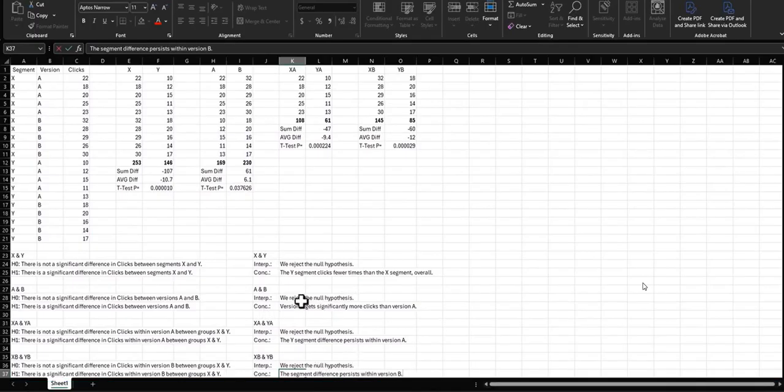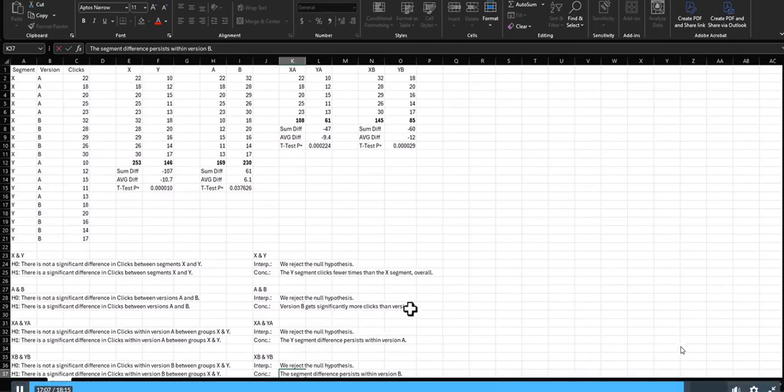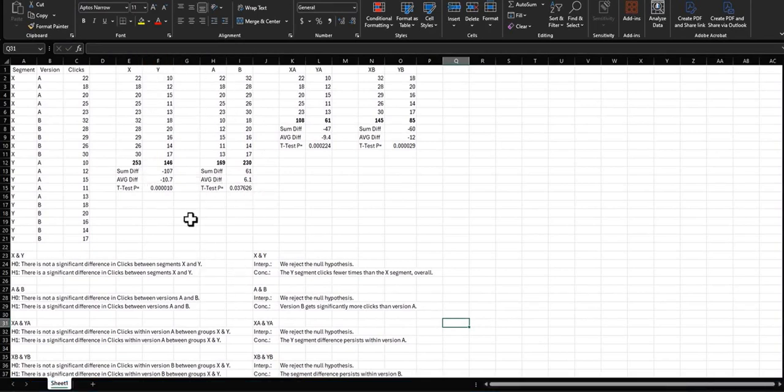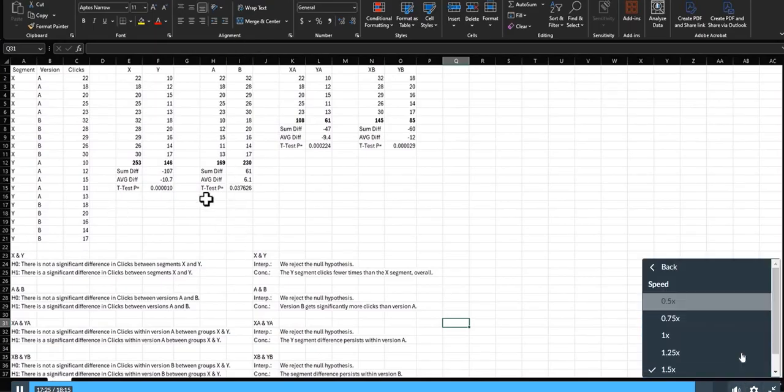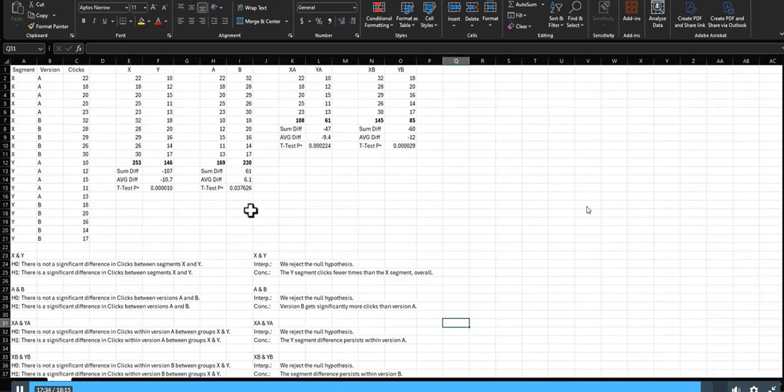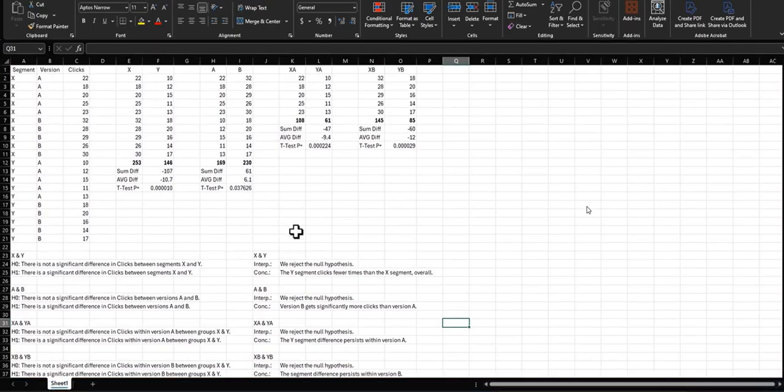Knowing all that, the entire conclusion here, and this is all you need to write down, shows us that B definitely gets more clicks. There is, however, a significant difference between segment X and Y. So B is still getting more clicks, but Y clicks less than segment X. If we were going to focus on anything, we would almost certainly focus on segment X and version B. Segment X tends to click more overall, and version B garners more clicks than version A. That would be my interpretation.